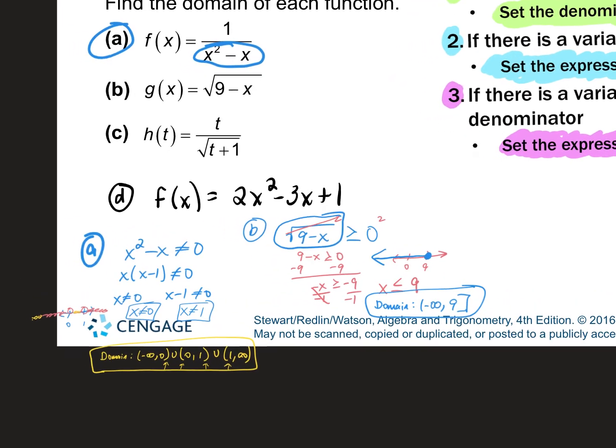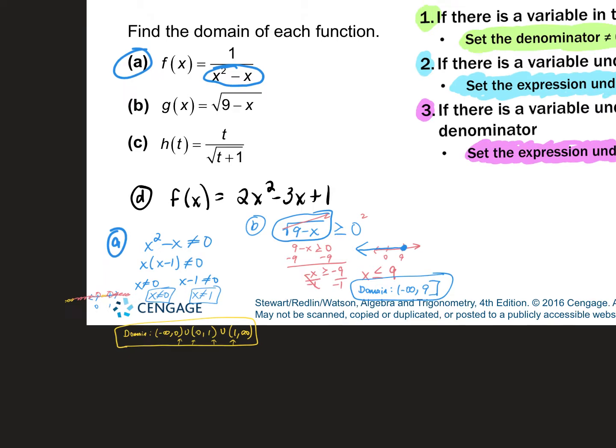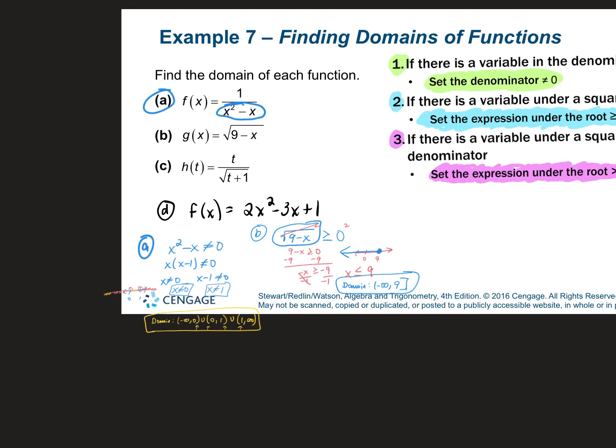Let's look at C. Let's look at our rules. All right, first rule. Is there a variable in a denominator? Yep. All right, so I should set the denominator not equal to 0. Read your second rule. Is there an expression underneath the square root that has a variable in it? So it's breaking both of them, right? Do we have a rule that's a combo? Yep. Number 3 is if it's doing both things wrong.